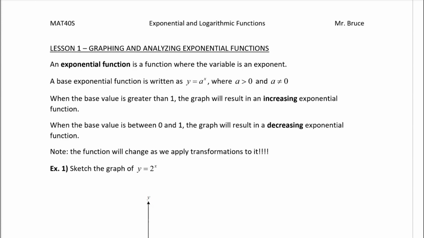Today we're going to be moving on to exponential and logarithmic functions. So we're going to start off by doing lesson number 1, which is graphing and analyzing exponential functions.